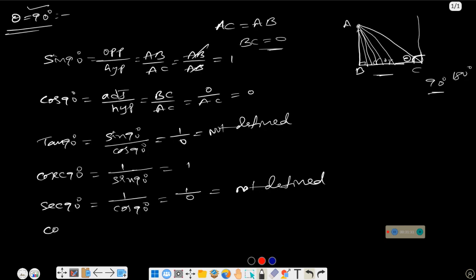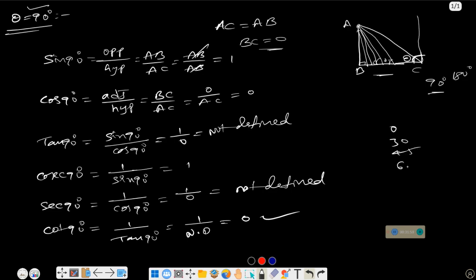And last one, cot 90 value. Cot is the reciprocal of tan. That means 1 by tan 90. Tan 90 means what? Not defined. So 1 by not defined, this value is 0. So these are the trigonometric ratios at theta is equal to 0, 30 degrees, 45 degrees, 60 degrees and 90 degrees.